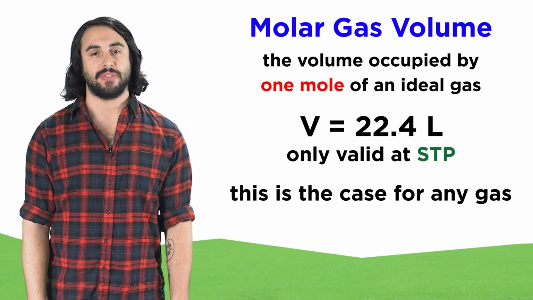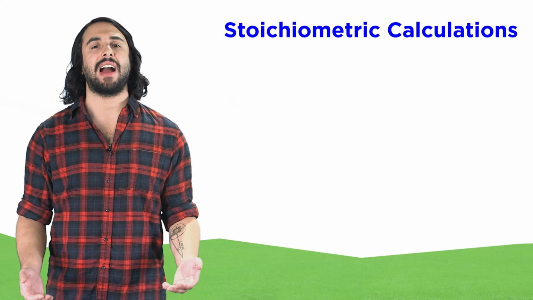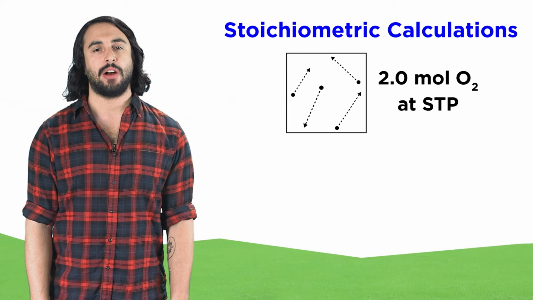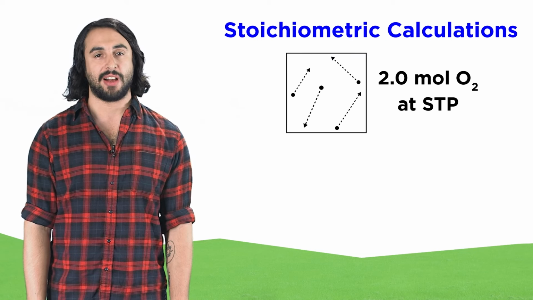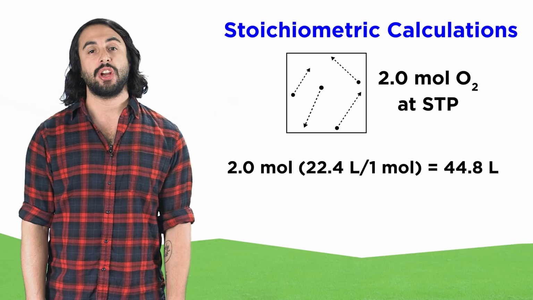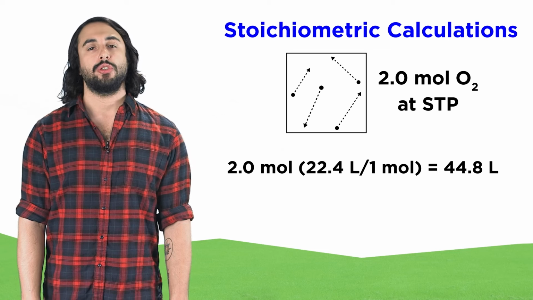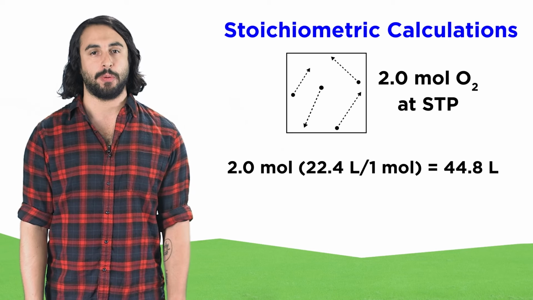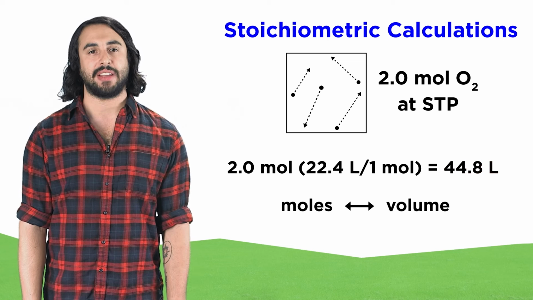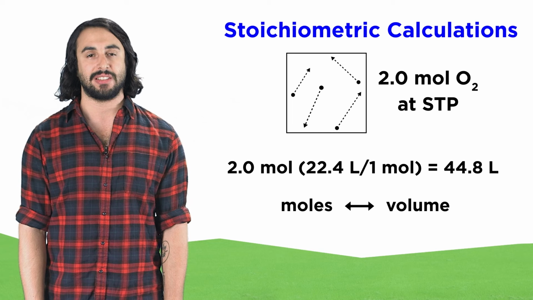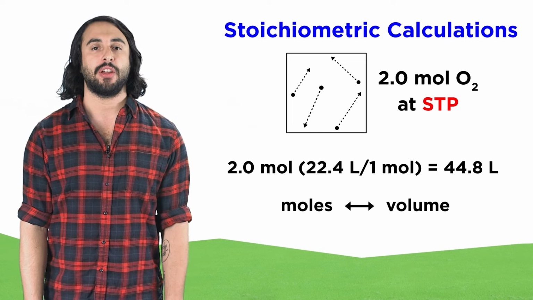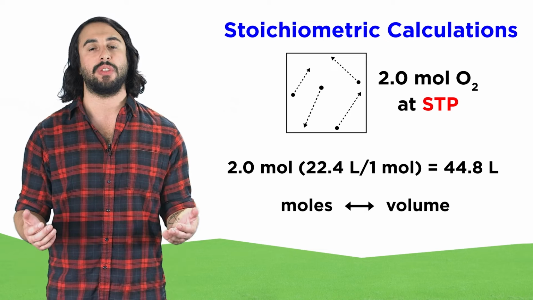This has a wide range of applications. First, it makes calculations regarding moles and volume quite simple. If we want to find out the volume occupied by 2 moles of oxygen at STP, we won't need to use the ideal gas law. We could just do dimensional analysis. 2 moles times 22.4 liters per mole gives us 44.8 liters. We can convert volumes of ideal gas into molar values precisely the same way. Just bear in mind that this only works at STP. For any other conditions, the values must be plugged into the ideal gas law.